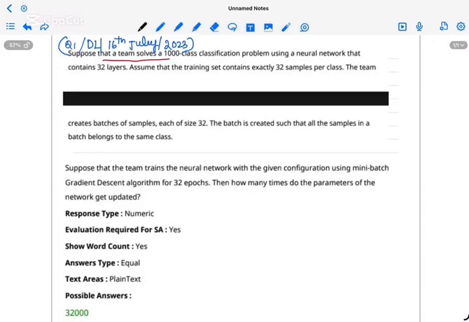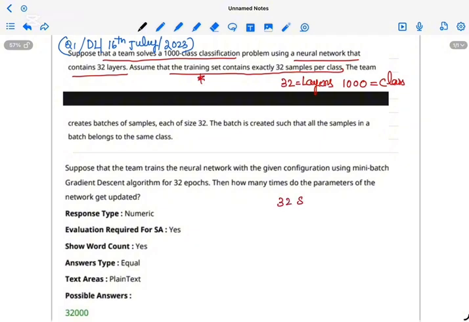Suppose that your team solves a 1000 class classification problem using a neural network that contains 32 layers. Assume that the training set contains exactly 32 samples per class.